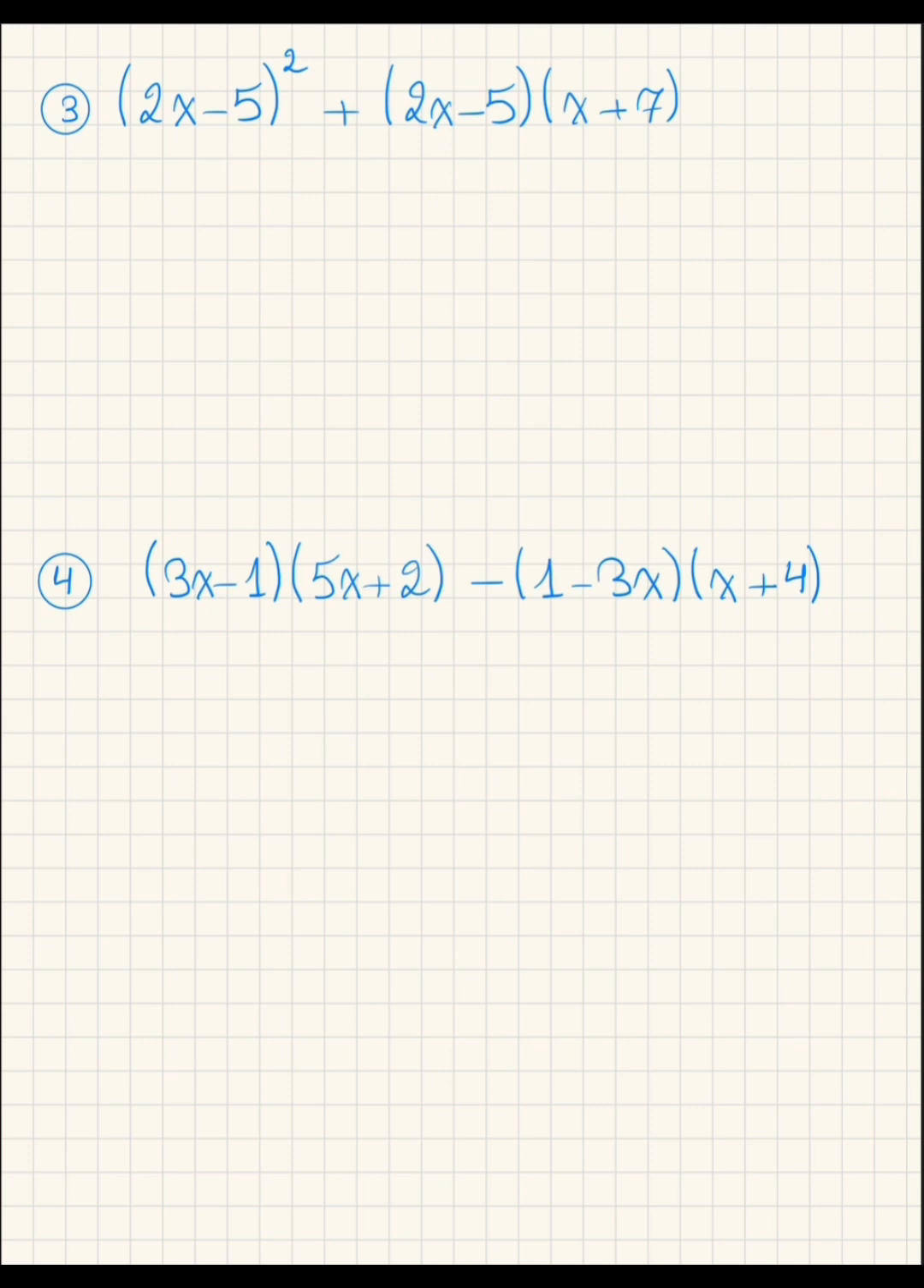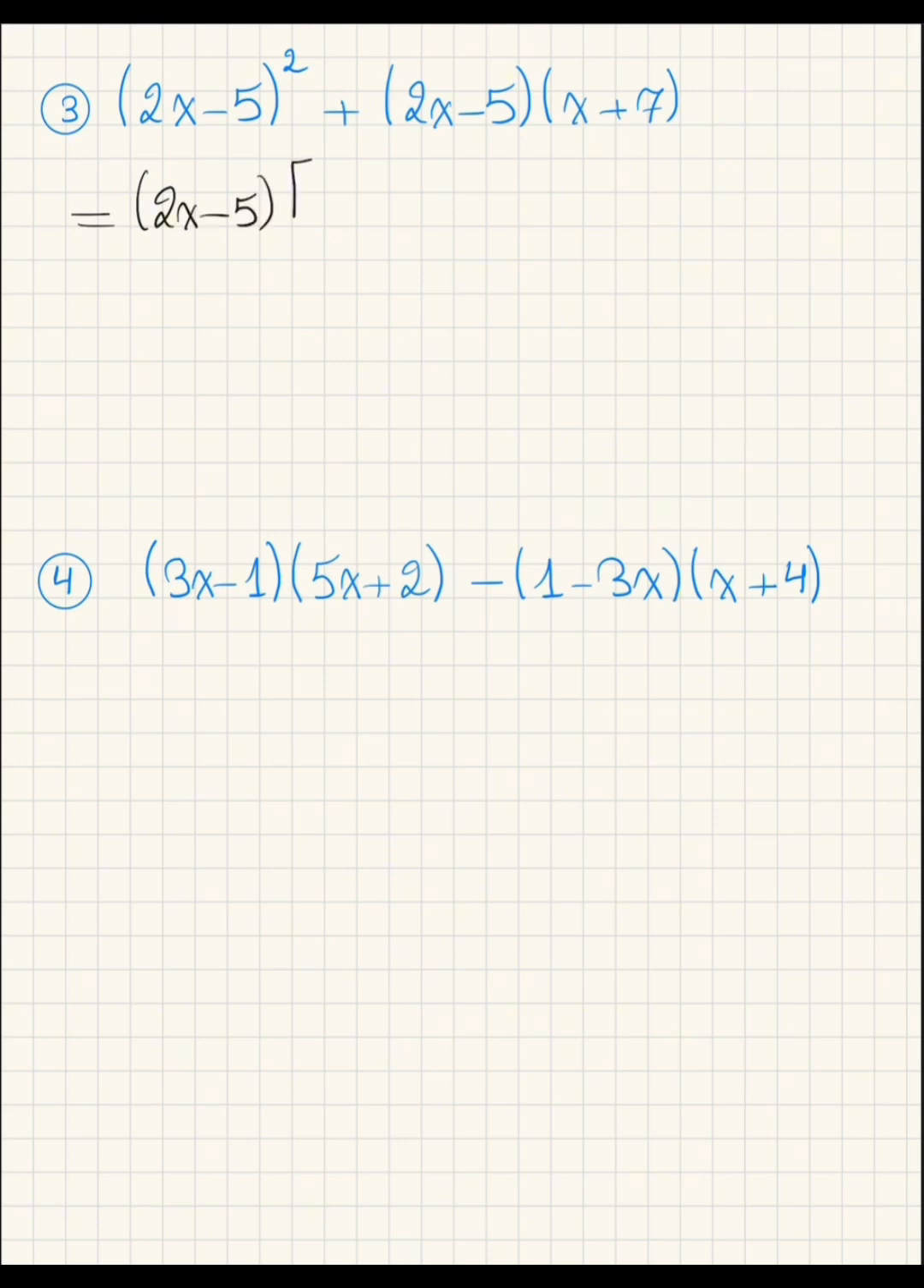Number 3, we have two terms again. This is one term and that's another term. So is there any common factor here? Well, we have 2x minus 5. That is the common factor we have in this expression. So I take it out.